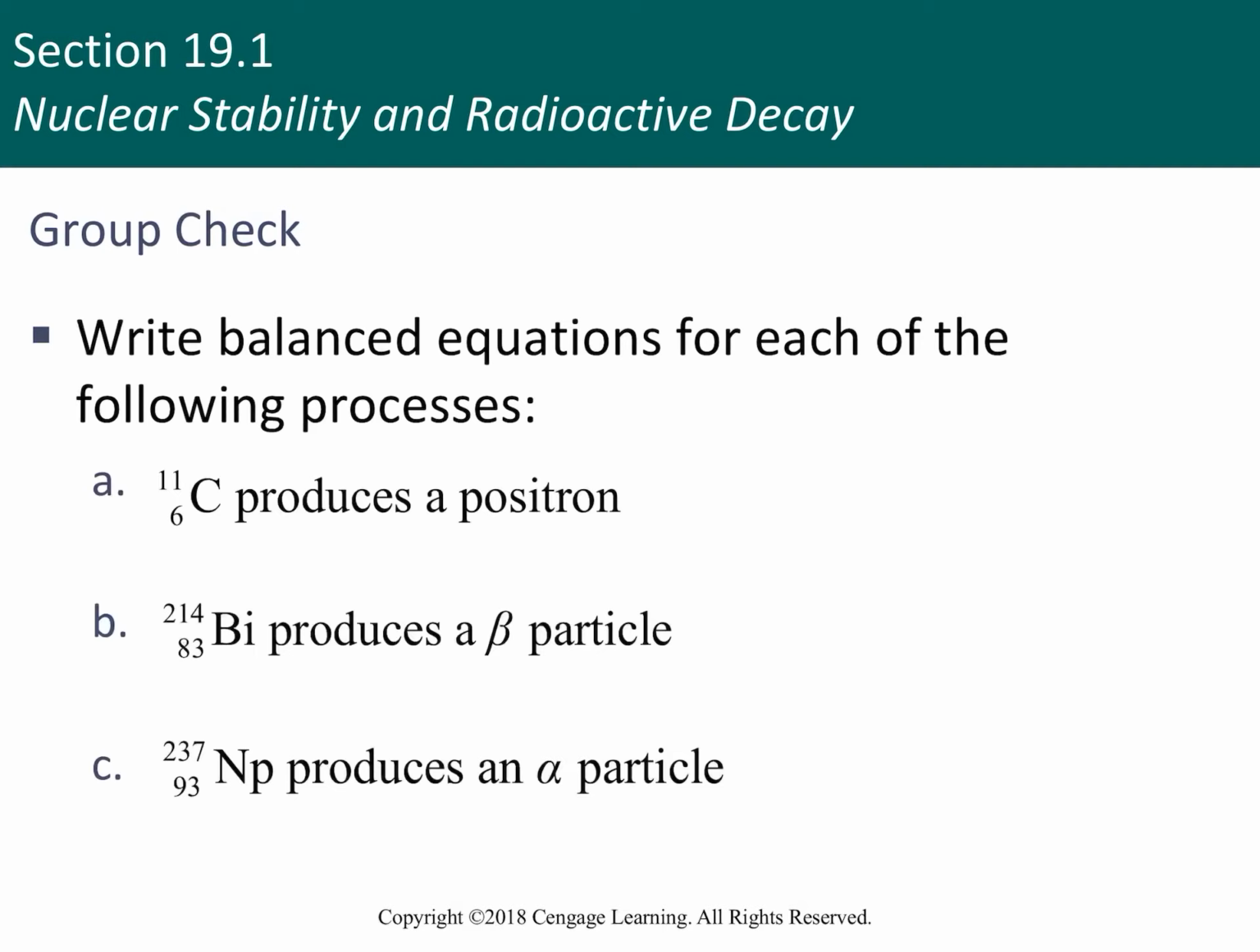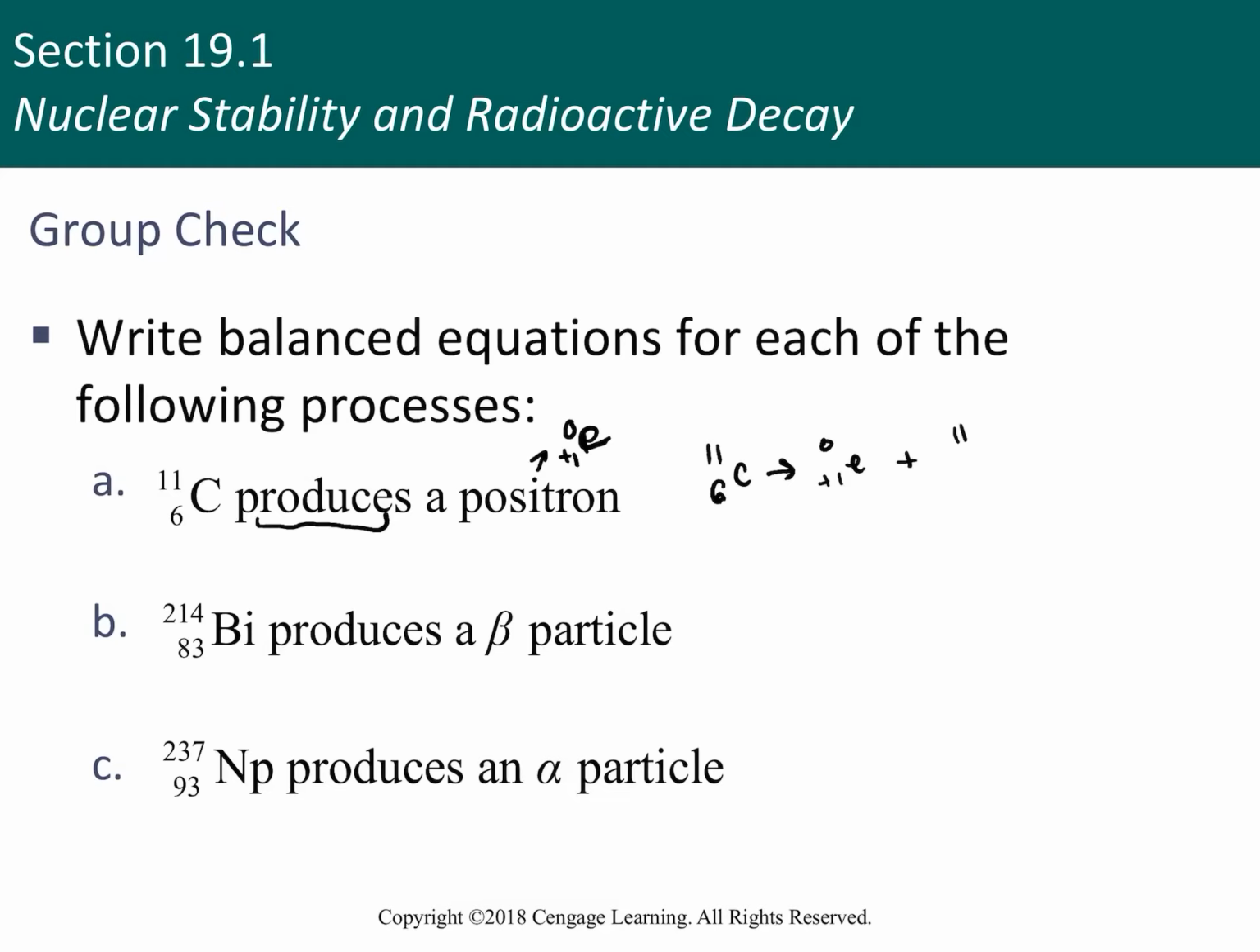Now let's put all of that together. Write a balanced equation for each of the following processes. So you have carbon, which produces a positron. Let's first think, what is a positron? A positron is 0 and plus 1, like an electron but positive. So it loses a proton. So I have my carbon, which then makes a positron. It tells you it's decaying because it's producing a product.